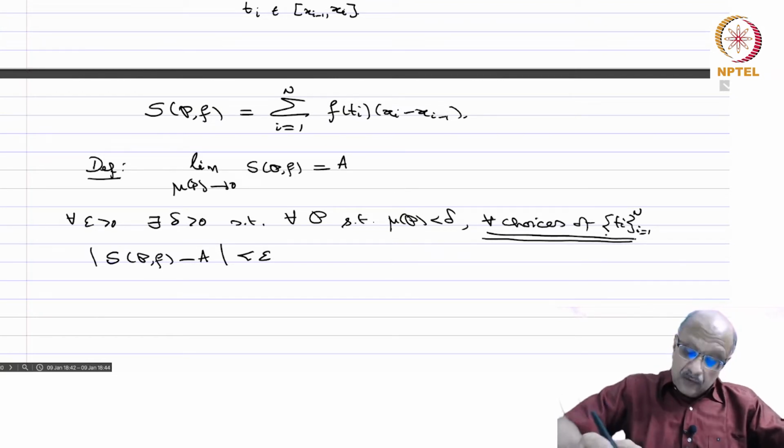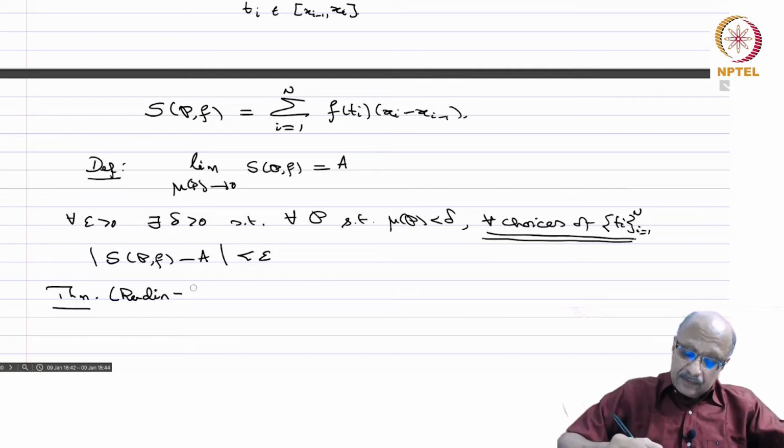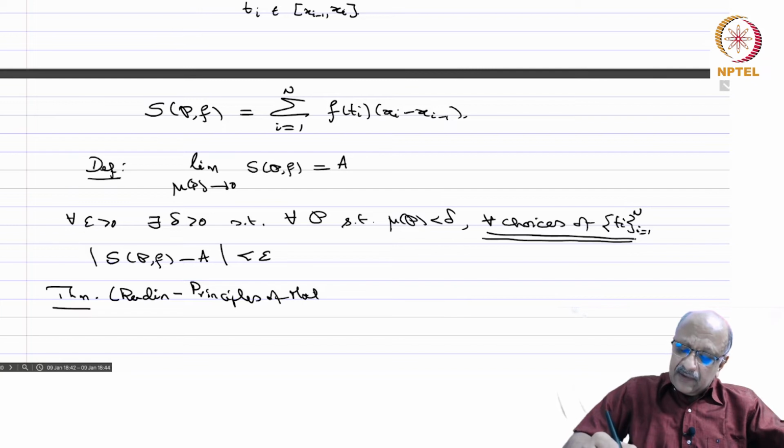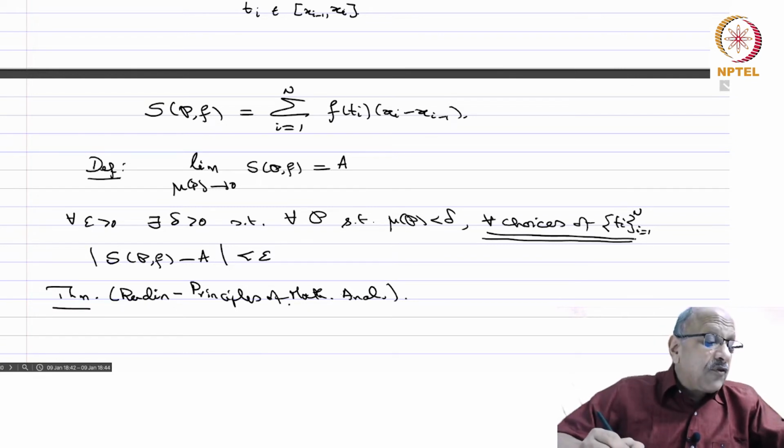So now, the first theorem in Riemann integration. For all these results, you can look at Rudin's Principles of Mathematical Analysis. This is a standard book which is very easy to get, and you can see this in Rudin's book, and you must have done it in your real analysis course.